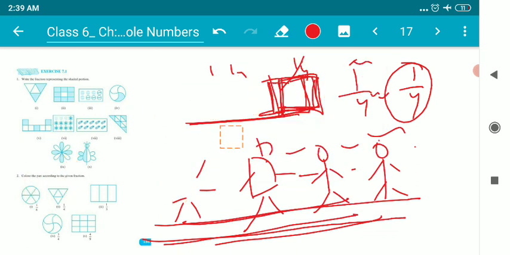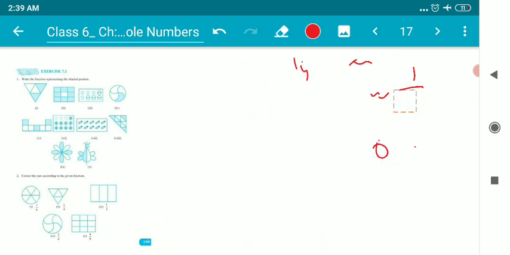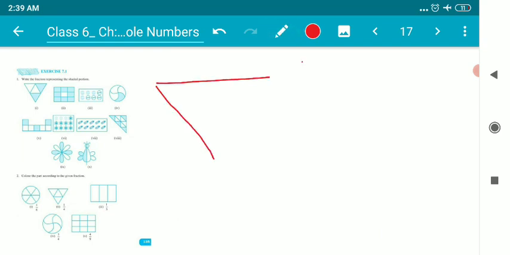Children, if we look at the diagrams of our book from this chapter, in the first question there is a triangle drawn, broken into four equal parts: 1, 2, 3, 4. Out of four parts, as we can all see, two parts are shaded. It's one part, that is another part. Two parts are shaded. What is the fraction of the shaded portions?